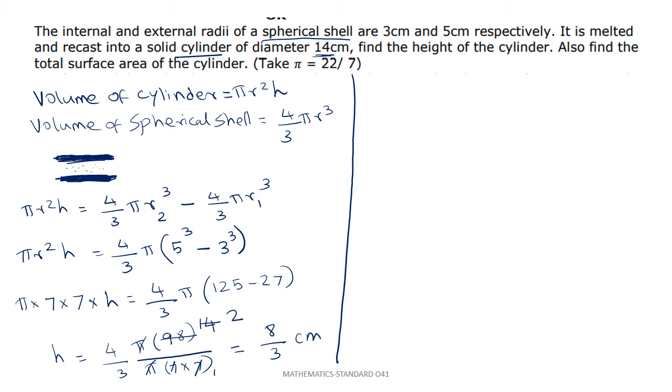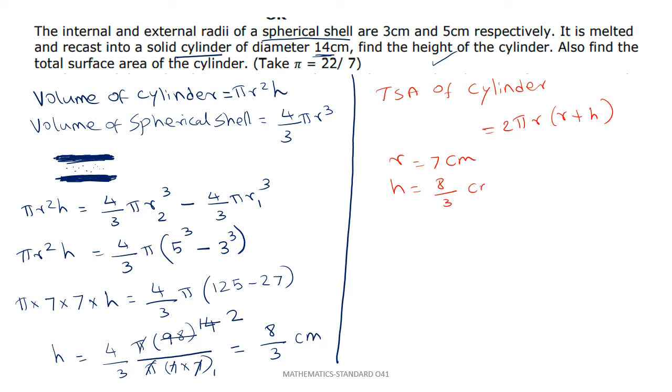Now the next part. So one part we finished. Next part is also find the total surface area of the cylinder. So the formula for total surface area of the cylinder is 2 pi r into r plus h, where r is 7 centimeter, h we found that it is 8 over 3 centimeter. So substitute all the values, 2 into 22 by 7 into 7, 7 plus 8 by 3.